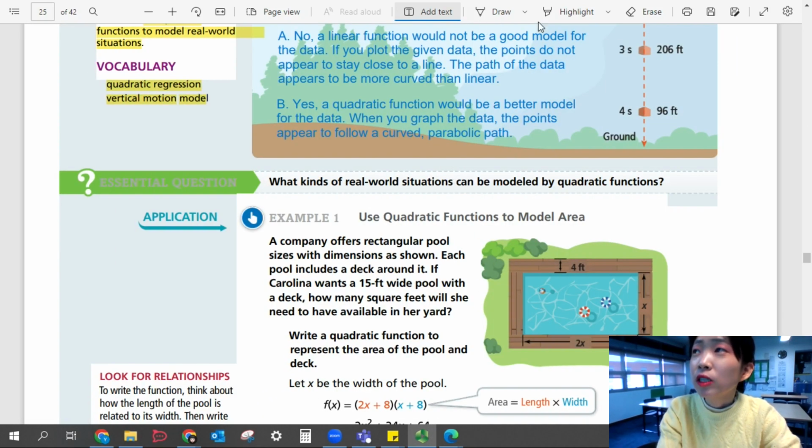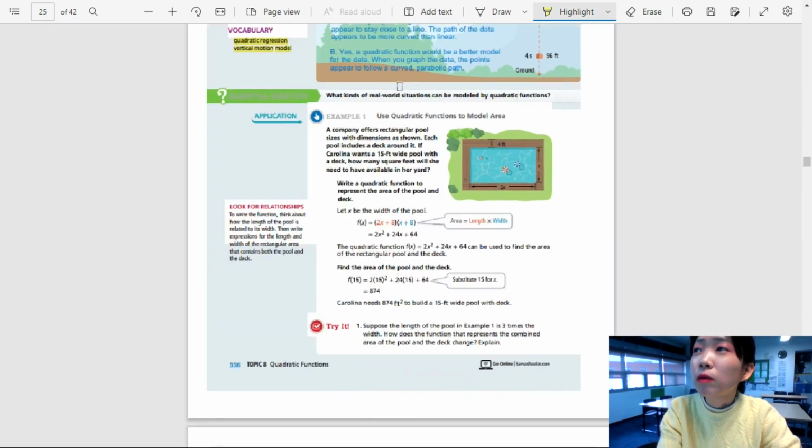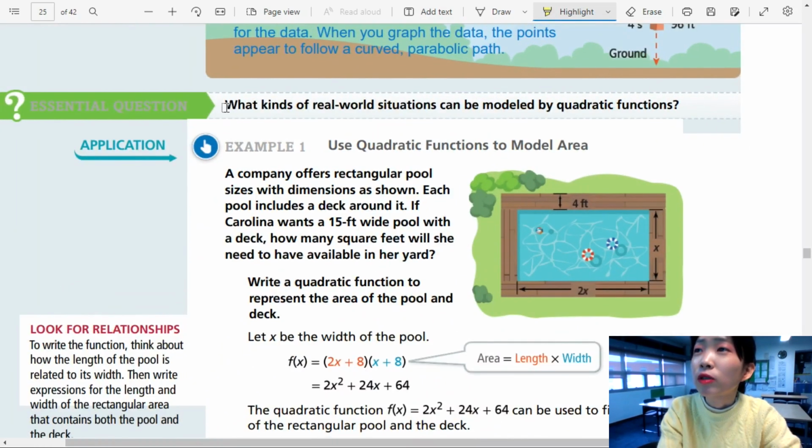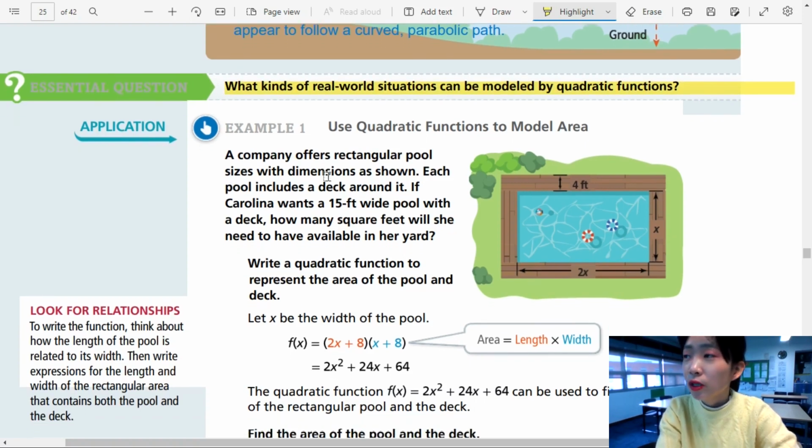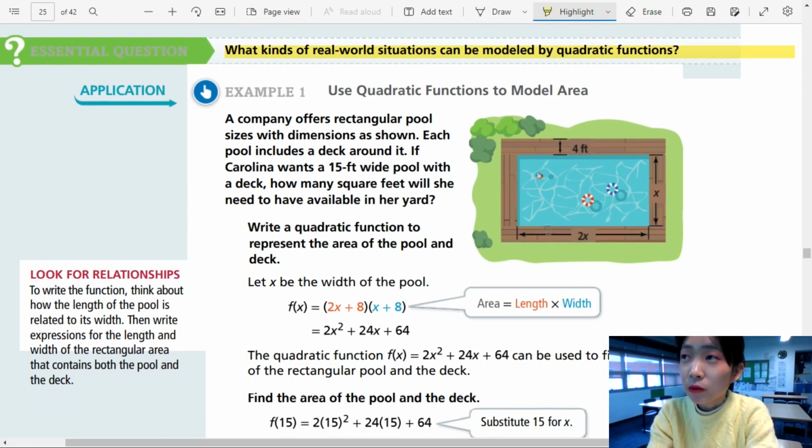Okay, so essential question. What kinds of real-world situations can be modeled by quadratic functions? Let's look at example 1. Use quadratic functions to model area. A company offers rectangular pool sizes with dimensions as shown. Each pool includes a deck around it. If Carolina wants a 15 feet wide pool with a deck, how many square feet will she need to have available in her yard? Write a quadratic function to represent the area of the pool and deck first so that we can solve for it.